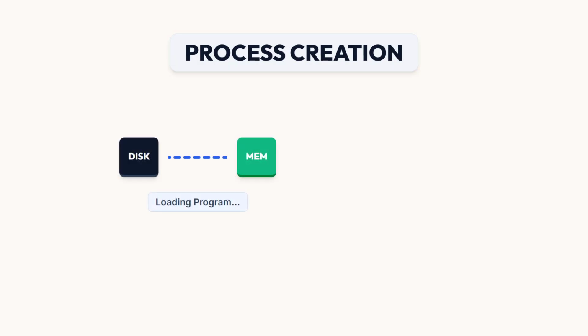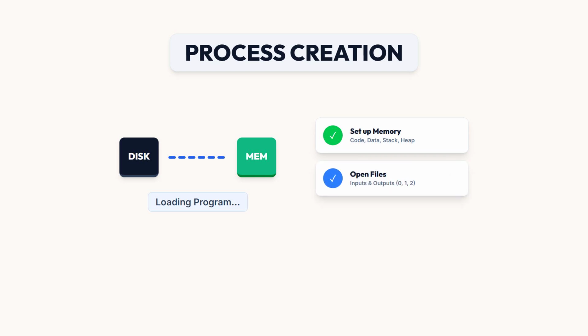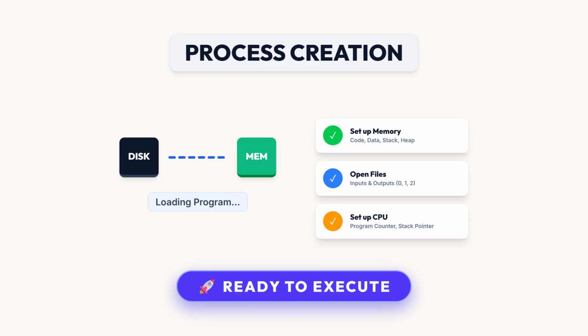Now let's see how the operating system creates a process. When you run a program, the OS loads it from disk into memory. It sets up the memory, including code, data, stack, and heap. It opens some basic files like input and output. And it sets up the CPU so the program can start running. So basically, the OS prepares everything needed for the process to begin execution.